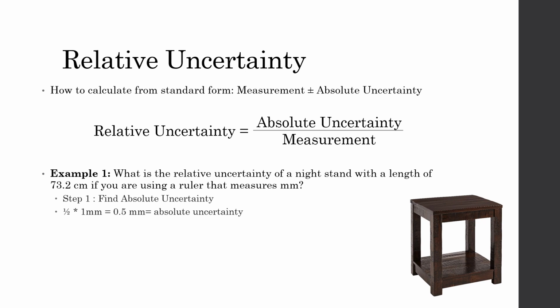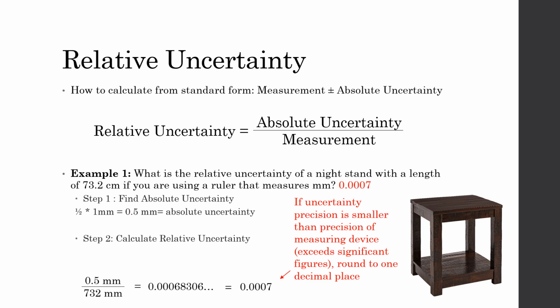So the first thing that I'm going to do is find my absolute uncertainty. As the example mentioned, I have a ruler that measures millimeters, so the smallest increment on my measuring device is 1 millimeter. This is an analog device, so the way that I find my absolute uncertainty is I multiply by 1/2. So 1/2 times 1 millimeter is equal to 1/2 a millimeter, and that is my absolute uncertainty.